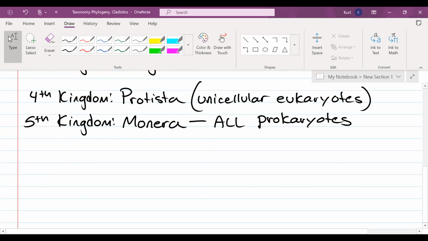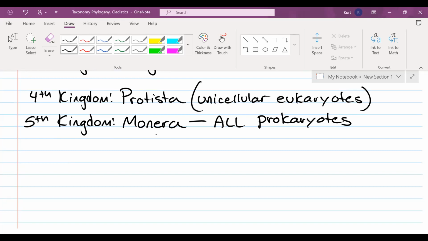Well, there is a problem. And that problem was realized with the invention of DNA technology, being able to study DNA, compare DNA of different species. And scientists realized that the kingdom Monera has members that are far too diverse to be put in the same category. That would be like having hot dogs and ice cream in the same aisle at Publix. You just don't see that. They're too diverse. They belong somewhere else.